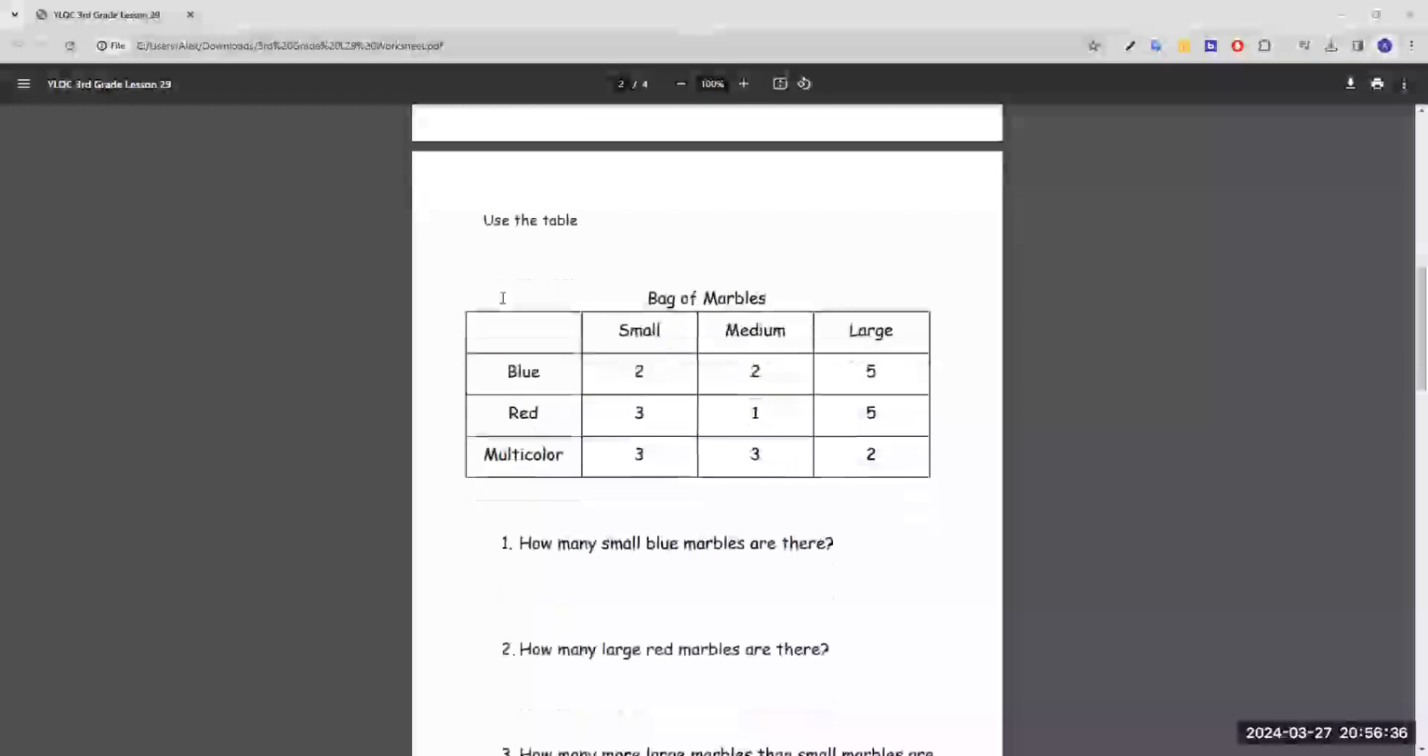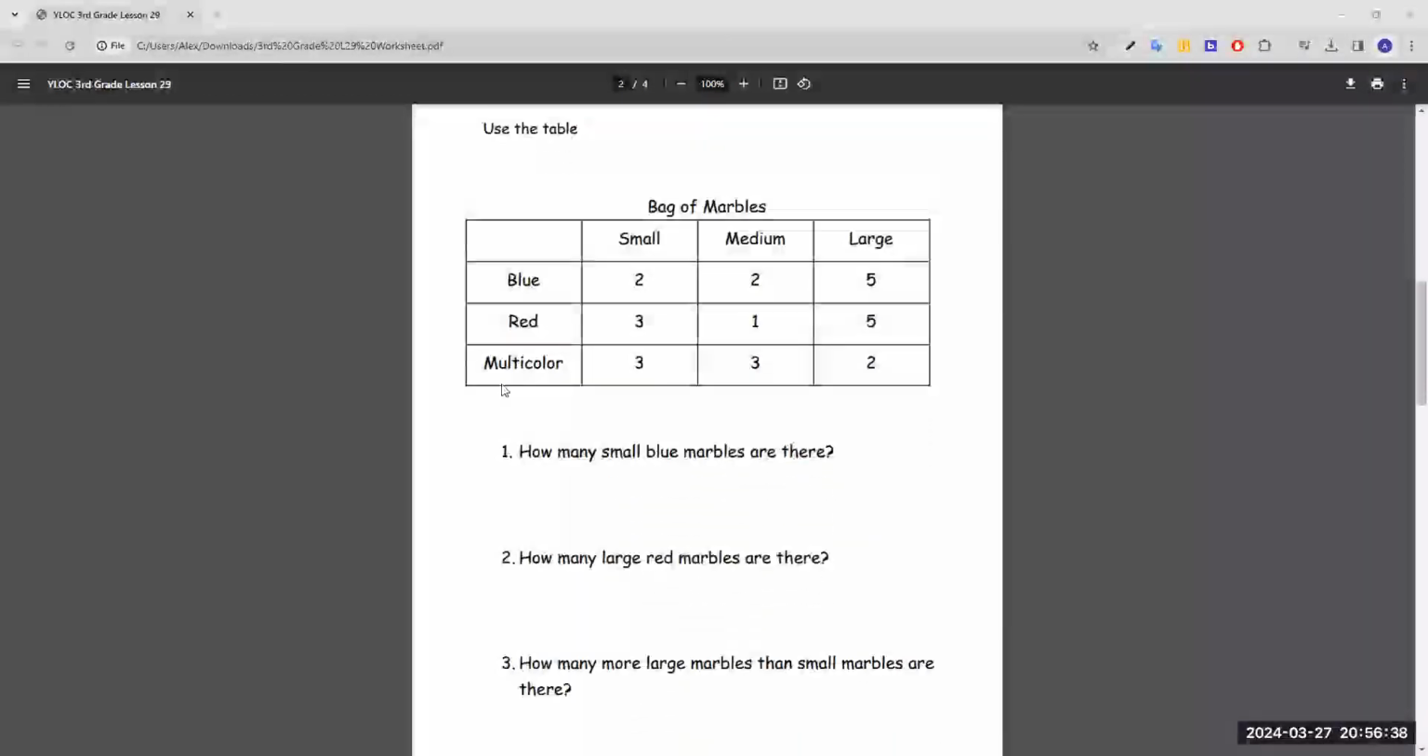So now moving on to using the table. Number one, how many small blue marbles are there? Okay, so the size is on the top, going left to right, and the color is going up and down. So size, we see small and blue, and that goes to two. So there's two small blue marbles.